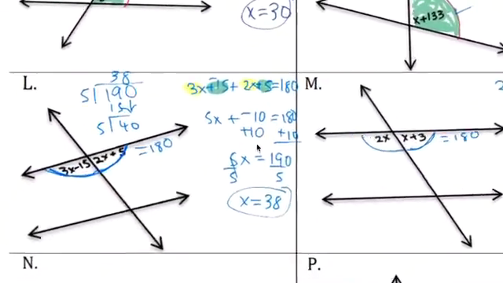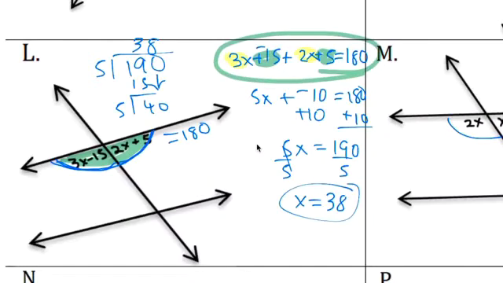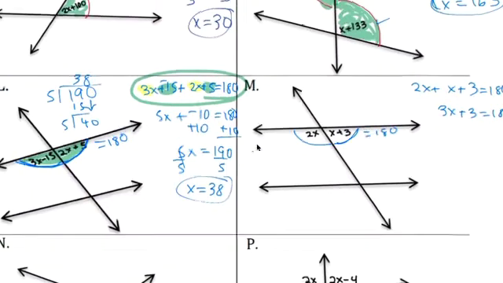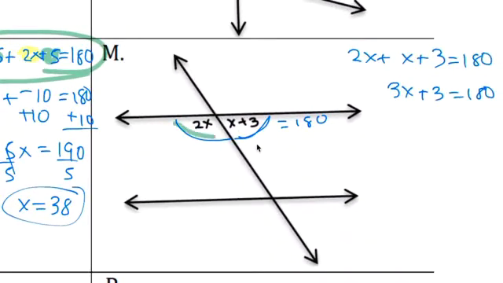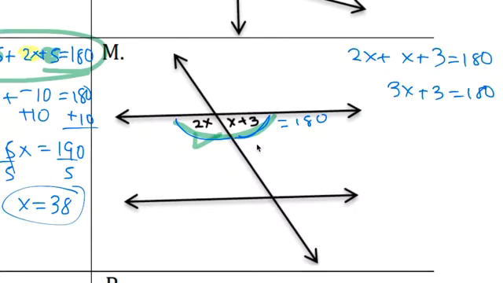Okay. Now, L, notice it's set up like a protractor. They're side by side like this, so you set it up equal to 180 like that. Solve it to find x. Same thing as M. M is equal to 180, so we get 2x here. I put it there, and then x plus 3, I put it here. Add it up to 180. So you finish solving it.